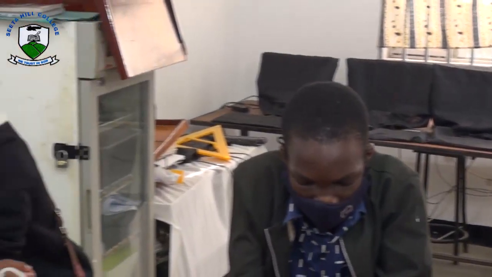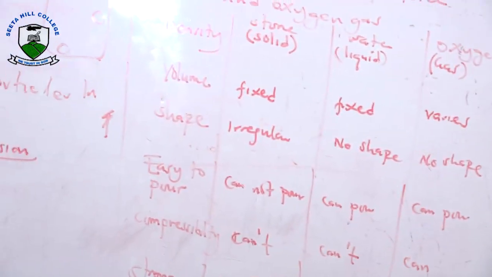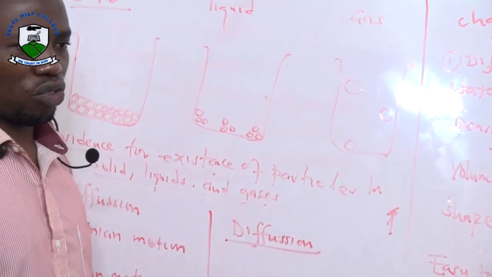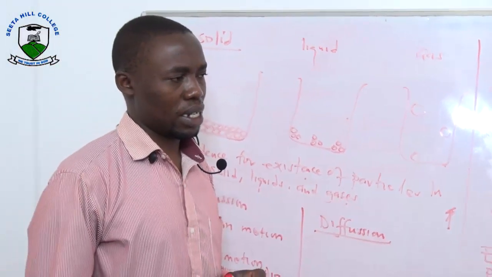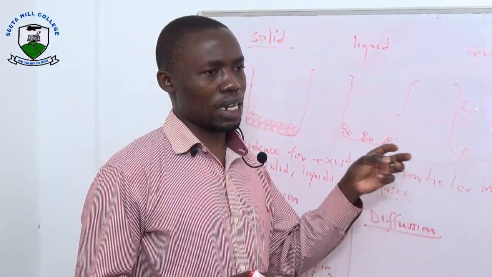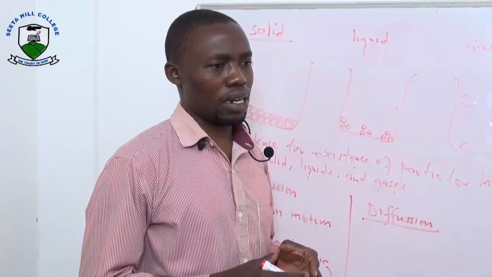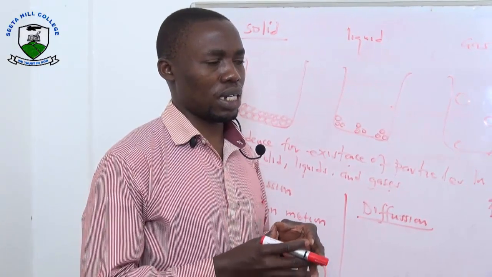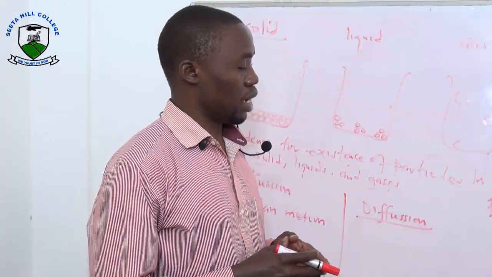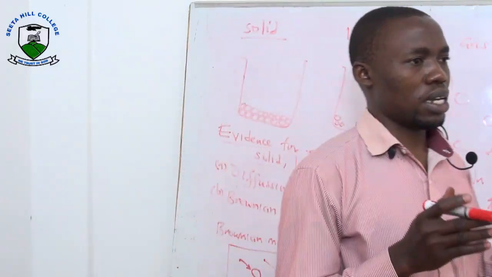Now, that's a simple proof for diffusion, but in the laboratory we can go ahead to prove diffusion from a crystal of potassium permanganate. We have seen diffusion can occur in liquids and gases, because particles in a liquid can move as well as particles in a gas can move. And diffusion can't occur in a solid simply because the particles do not move.